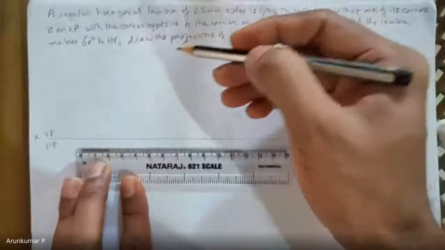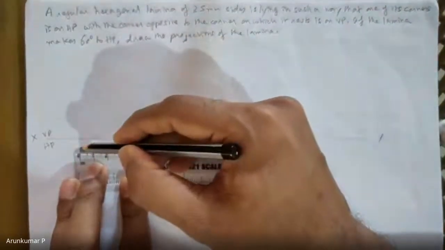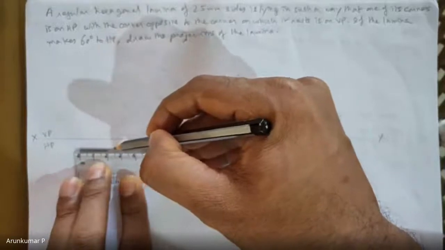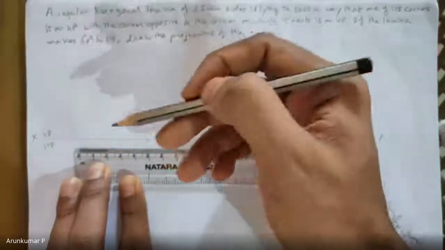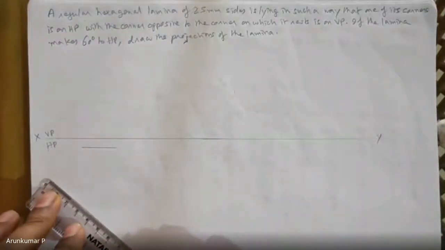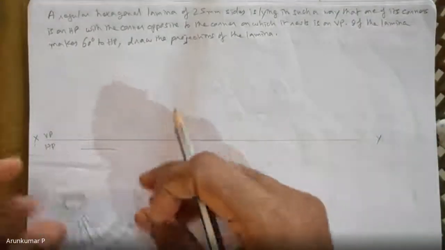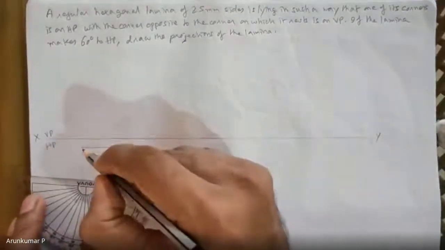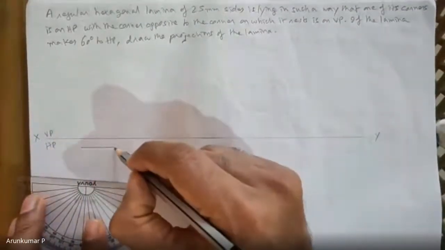Draw a 25 mm line parallel to XY line. This would be your first edge. Okay. And then you can start drawing the other edges at 120 degrees. Okay. Maybe from here and from here.